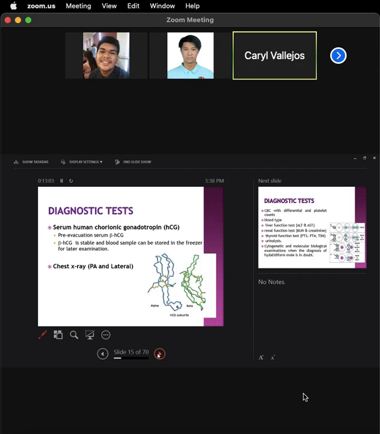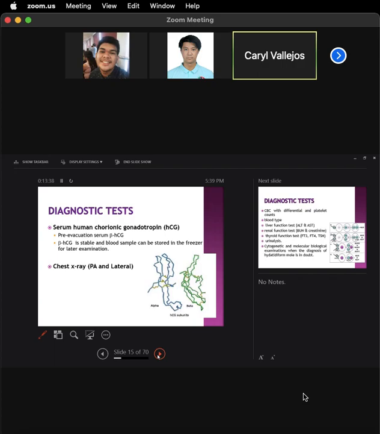Aside from that, we will also request a chest x-ray. Why? Because as I said a while ago, one of the complications of hydatidiform mole is pulmonary insufficiency. Aside from that, maybe we could have an idea, upon admission, if the gestational trophoblastic disease is already gestational trophoblastic neoplasia, or if there is already a metastasis to the lungs.